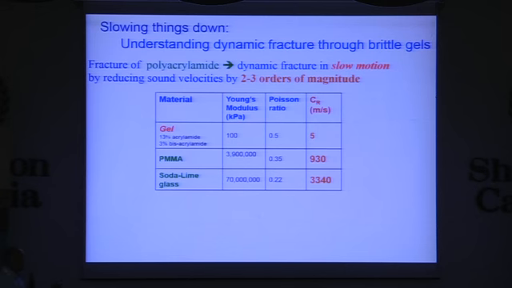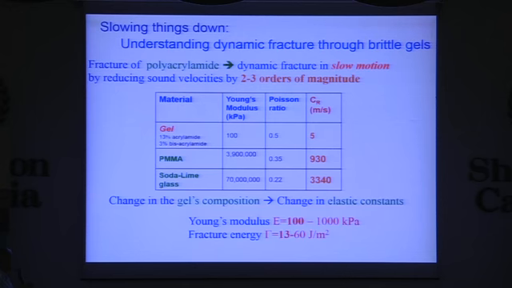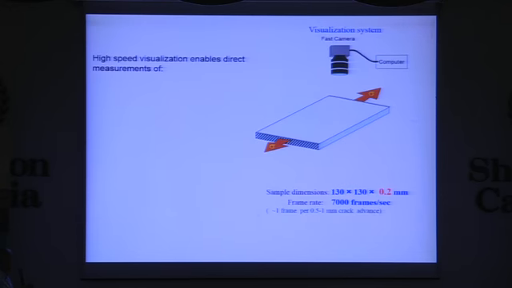Why use gels? Because we slow down the Rayleigh wave speed by about 3 orders of magnitude. So we see the same processes occurring, but very slowly. And since it's slow, we can get in incredible detail about the structure of the fields around the crack tip and various other things that I'd like to tell you about. Okay. The first part of my talk, this is the experimental system that we'll be using.